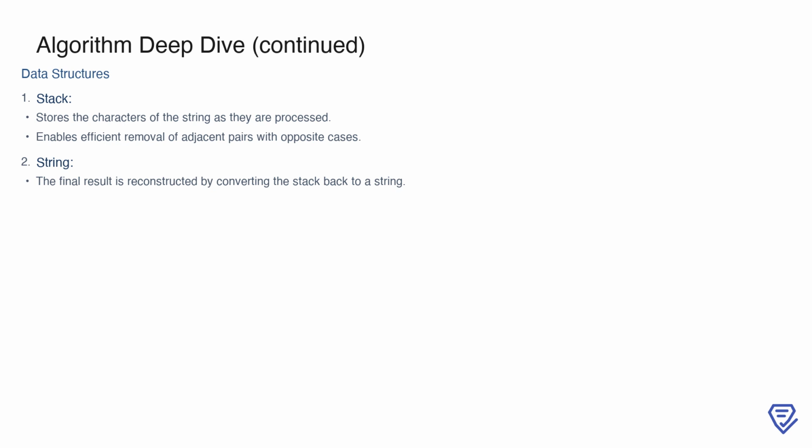The problem revolves around two key data structures. First, the stack is the main tool we use to process the string. It stores the characters as we iterate through the string, enabling us to efficiently remove adjacent pairs with opposite cases whenever they are detected. Second, the string itself is important as both the input and the format in which we return the result. After processing the input string using the stack, we reconstruct the final result by converting the stack back into a string. This combination of the stack for processing and the string for the final output ensures that the solution is both efficient and straightforward to implement.